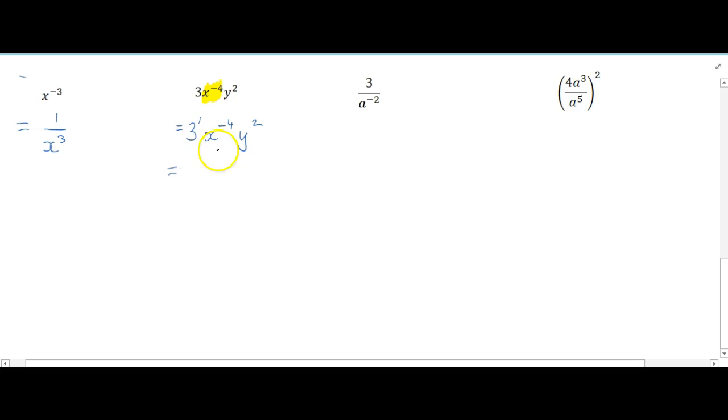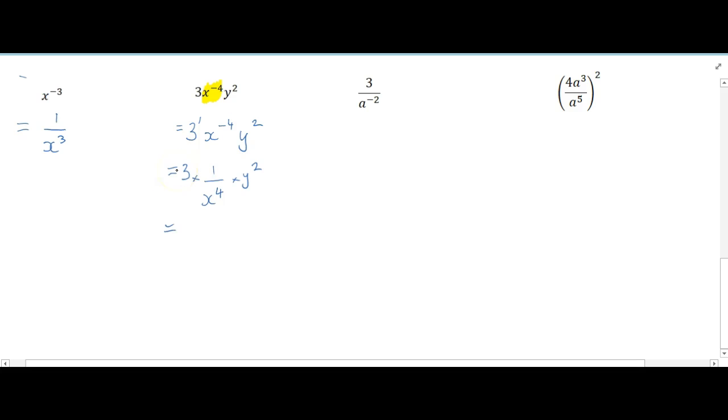So you can rewrite this like this. 3 to the power of 1 is just 3 times 1 over x to the power of positive 4 times y squared. Now I'm showing you the long form, so extra steps here. When you get really good at these, you will be skipping these steps and you'll just be flipping them onto the bottom, but I just wanted to show you the long form just to see what we're doing.